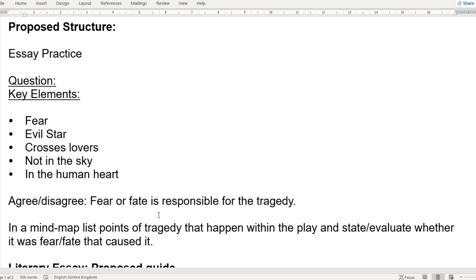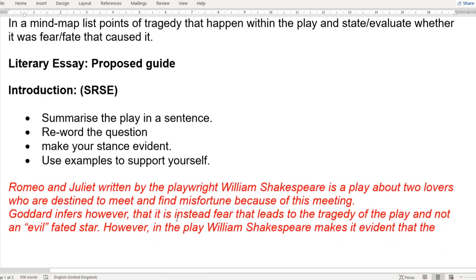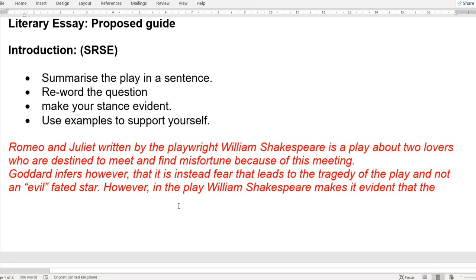Then in a mind map, you would list points of the tragedies that happen within the play and evaluate whether these tragic events were brought about through either fear or fate, and that would lead toward my argument either for what Goddard is saying or against it. Right, so this is my proposed guide on how to do an introduction. So again, don't write the red, only write the black. The red is my example.